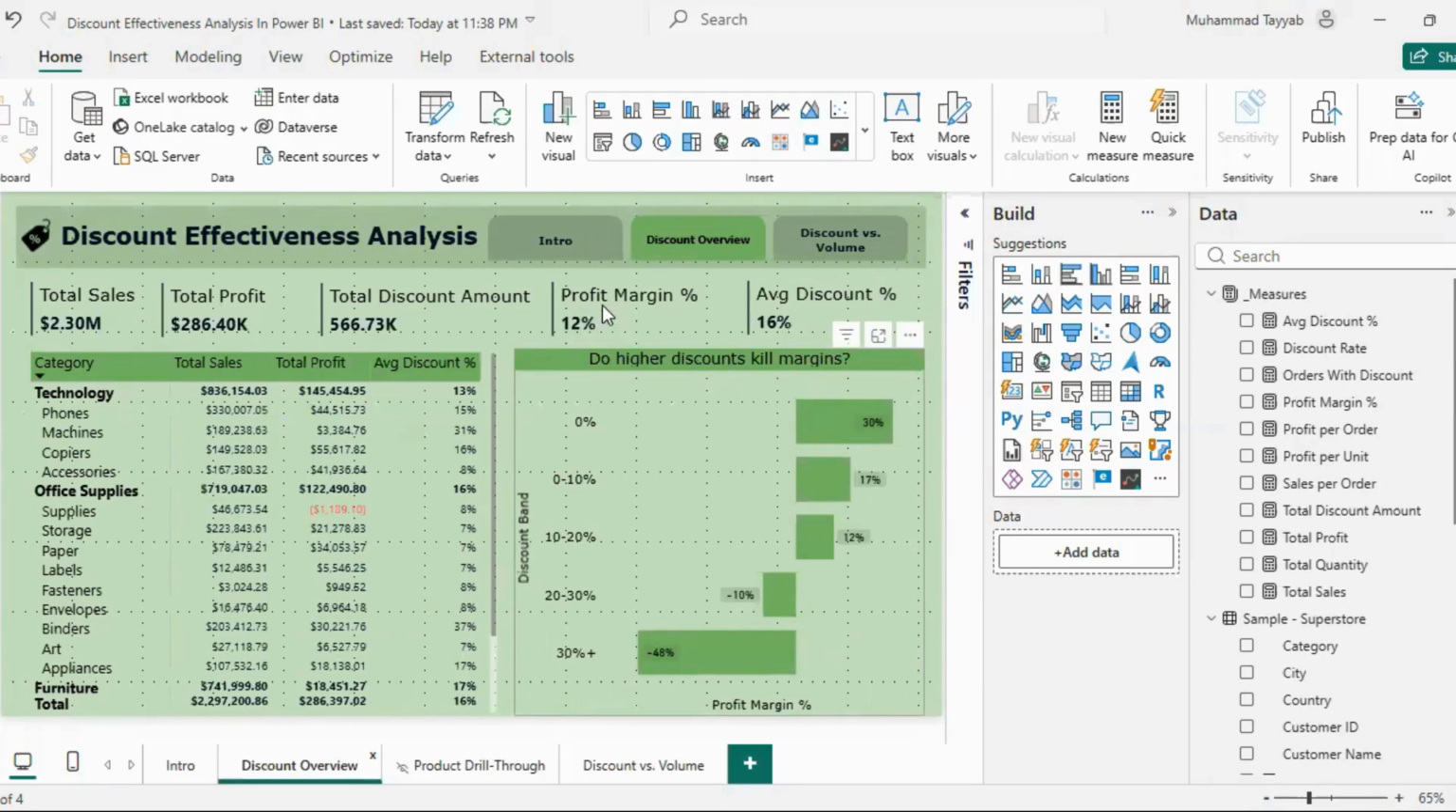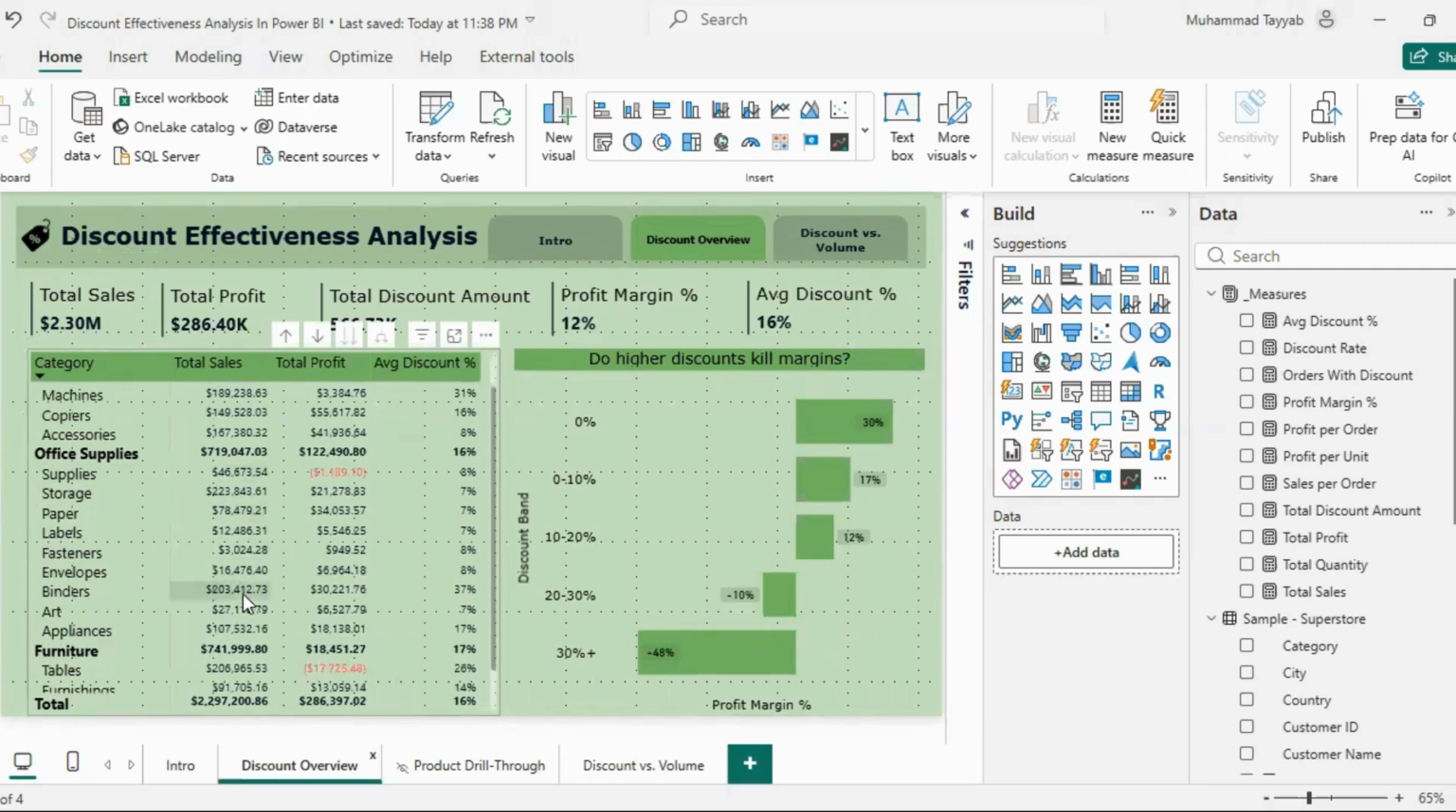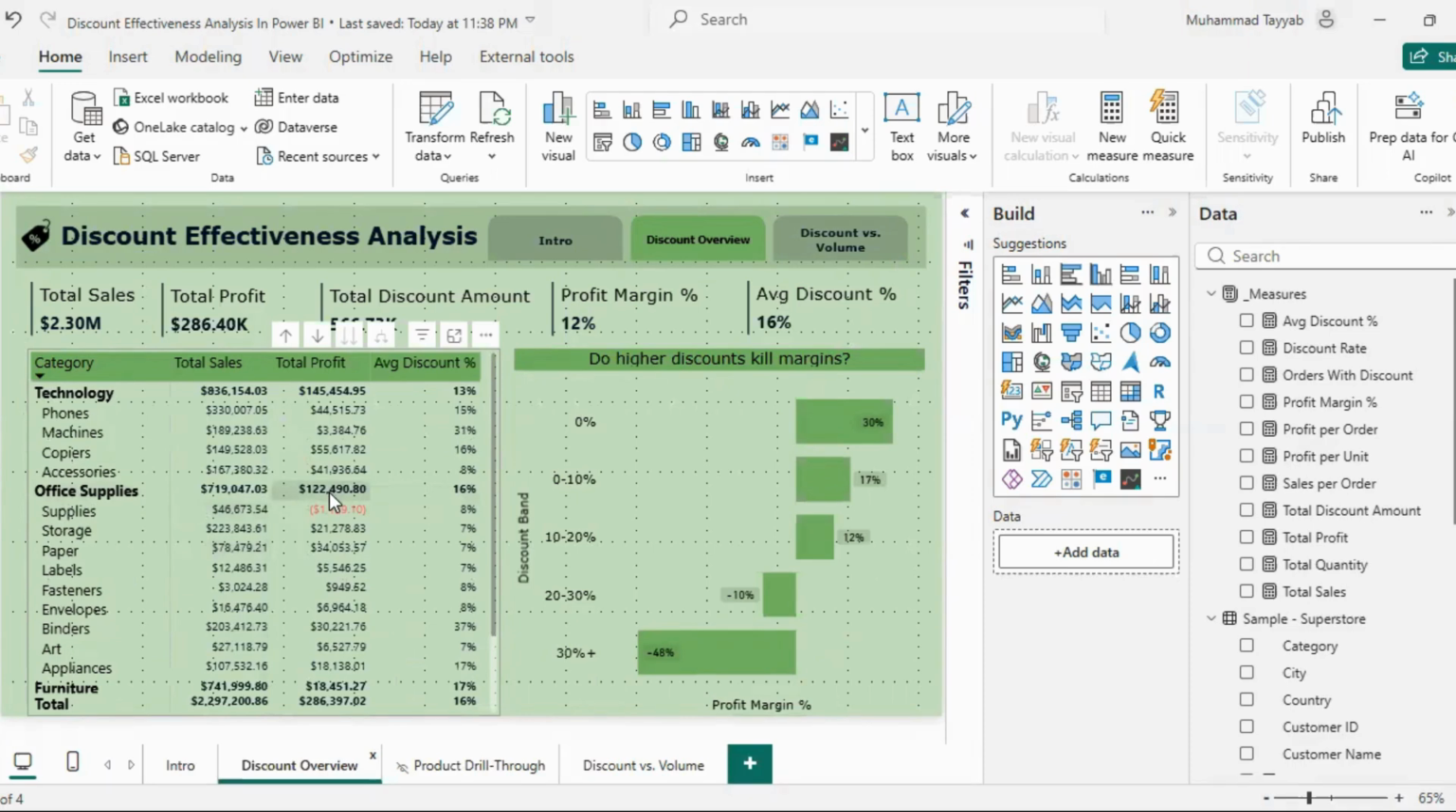So 12% profit margin on 2.3 million in sales sounds okay, but when you look at the metrics table here, look at, for example, supplies, right? 46,000 in sales and negative 1,189 in profit. They are literally losing money, and their average discount is 8%, right? So even moderate discounting in certain subfields is destroying value. This tells us discounting is not being applied with any strategy, right?